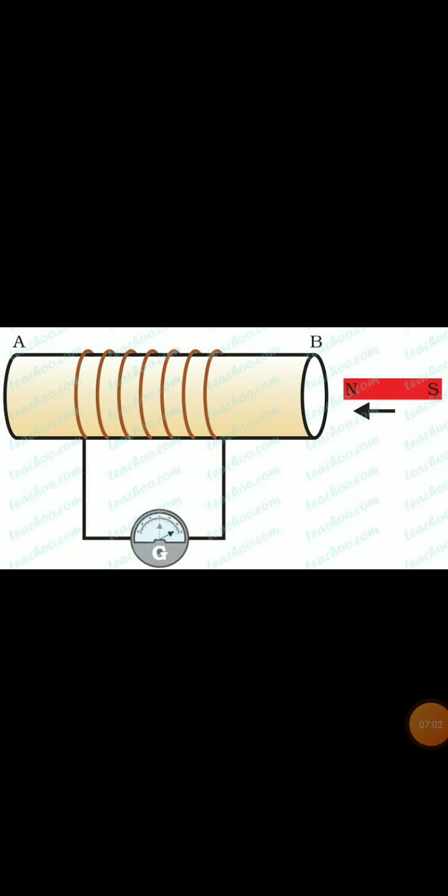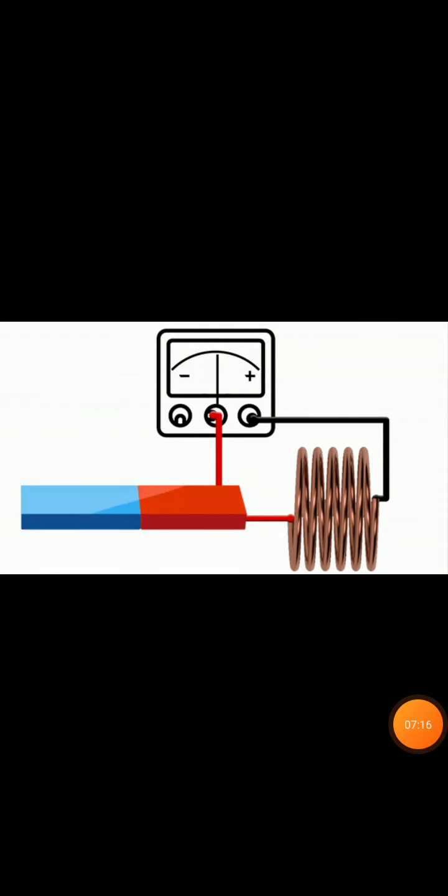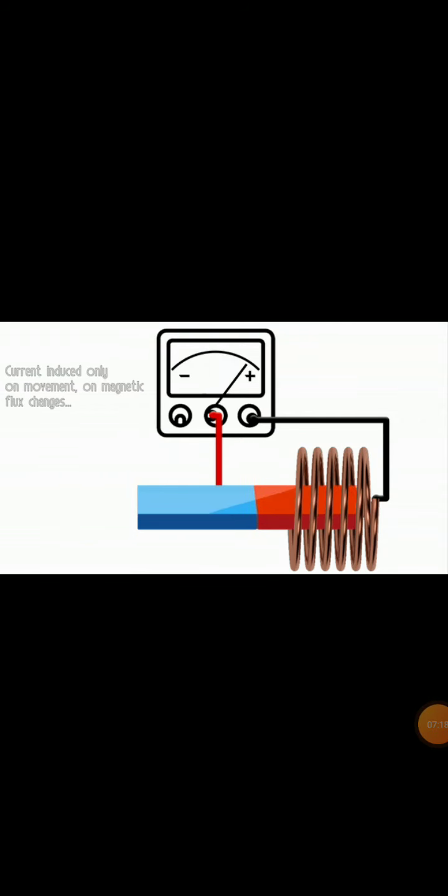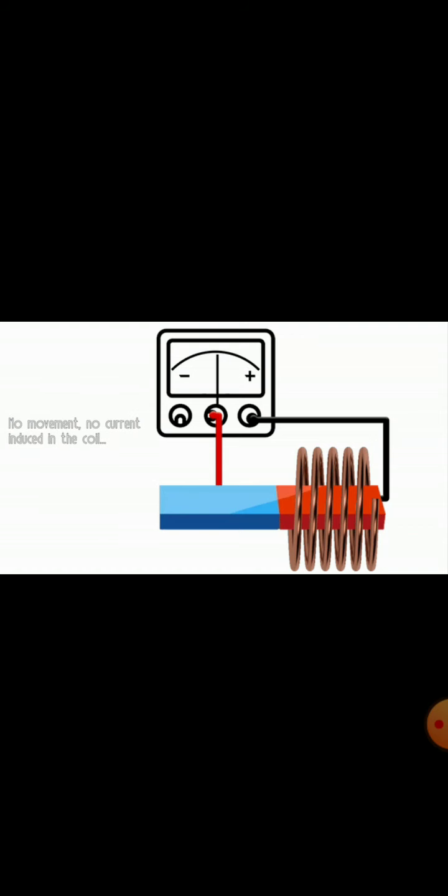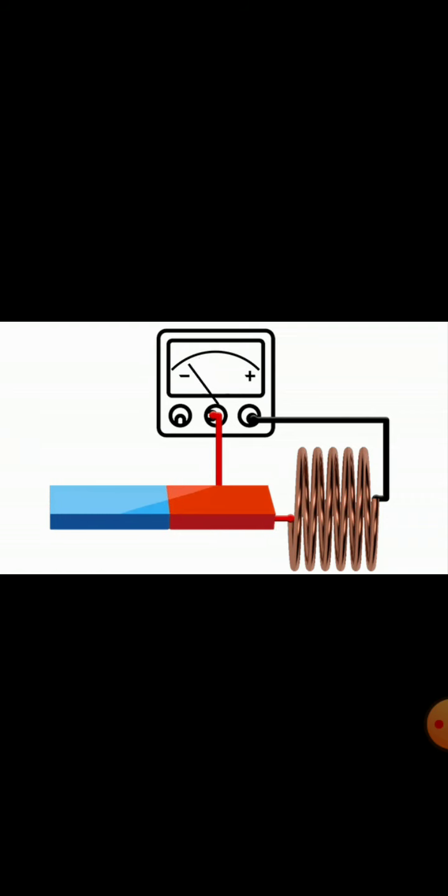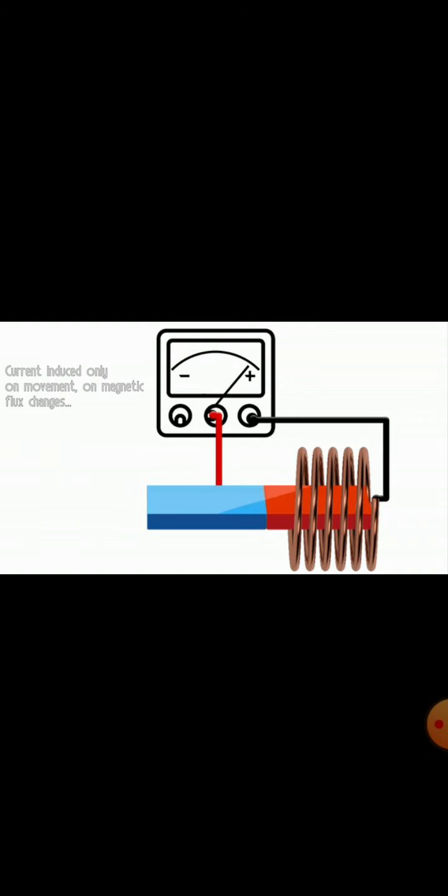Now, what will happen if you do not move the magnet and keep it steady, stationary? Will there be deflection? Let us find out. Here is the answer for you. You can clearly see in the picture that when there is no movement of the magnet, it is showing 0 right at the center. The pointer is at the center.